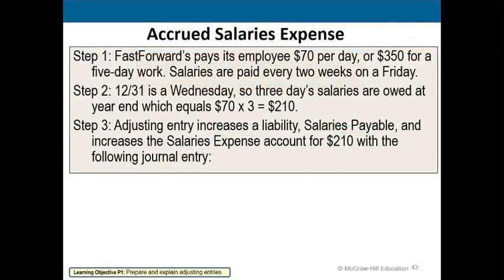So here we have an example of salary expense. This company pays its employees $70 a day, or $350 for a 5-day work week. Salaries are paid every 2 weeks on a Friday. In this case, 12/31 is a Wednesday, so 3 days' salaries are owed at the end of the year. $70 times three, so a total of $210 is still owed at the end of the year. And so they're going to have to increase salaries expense by $210, and that's going to be your debit, and you're going to have to credit this thing called salaries payable, because it's going to be paid in that next year.